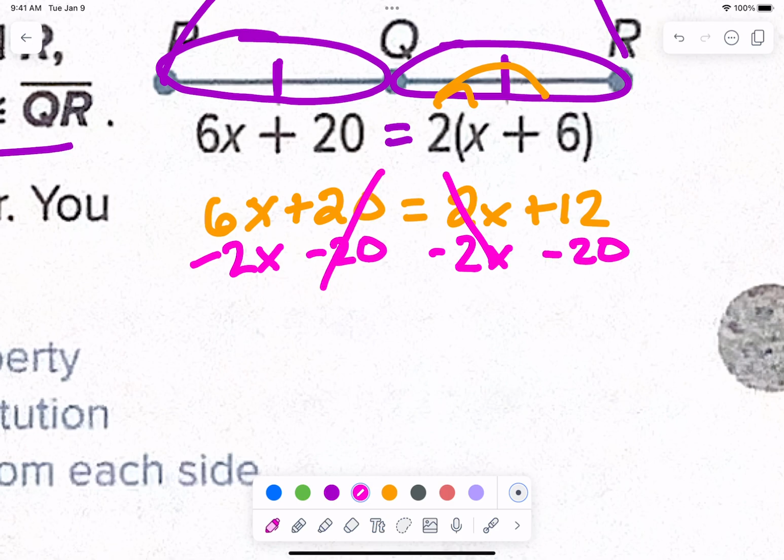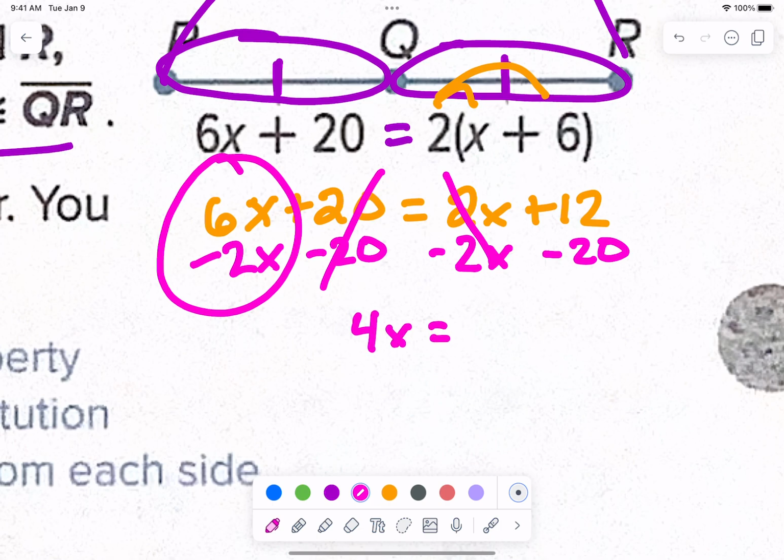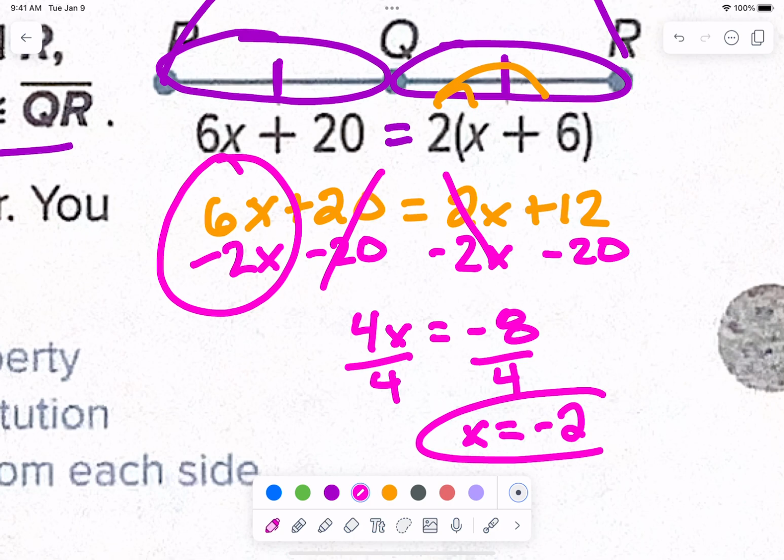Okay, so I'm going to get the x's together on the left, get the numbers together on the right, okay? So 6x minus 2x is what I have over here. So 4x equals what? Negative 8, and then divide by 4. What is negative 8 divided by 4? Negative 2. X is negative 2.